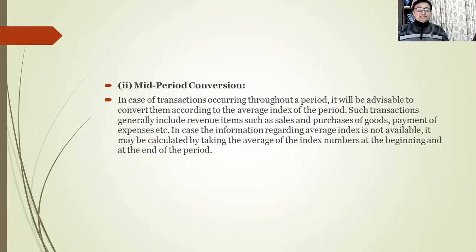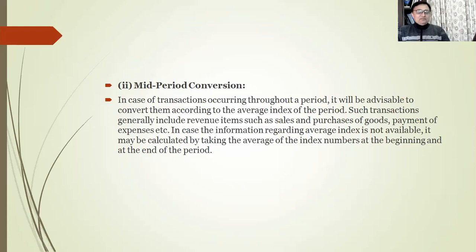In case of transactions that are occurring throughout the period, it will be advisable to convert them according to the average index of the period. Such transactions generally include revenue items such as sales and purchase of goods, and payment of expenses. In case the information regarding the average index is not available, it may be calculated by taking the average of the index at the beginning and at the end of the period.